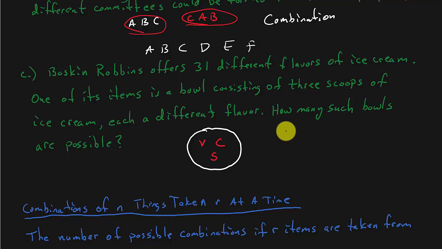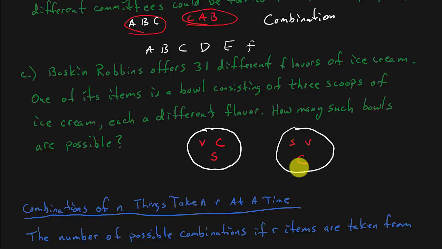Now would that make any difference if I did the bowl like this? If, say, I got a scoop of strawberry, then I got a scoop of vanilla, and then I got a scoop of chocolate, and then you hand that person the bowl, it doesn't matter.